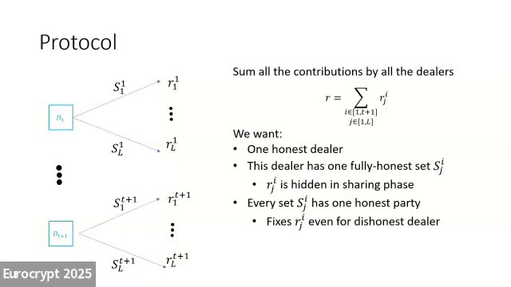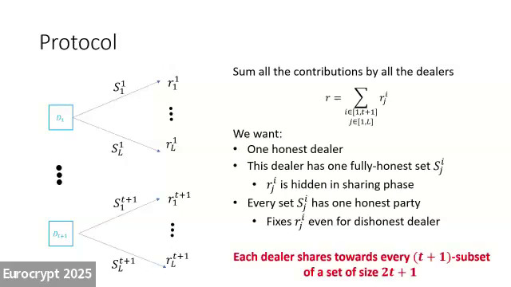And we also want this dealer to have at least one fully honest set Sij to which it commits, because this will ensure that this value Rij is actually hidden during the sharing phase and later will be reconstructed. Additionally, we want every such set Sij to have at least one honest party, to ensure that we also commit the dishonest dealers. And there's fortunately a very easy way to do so, namely we can have each dealer share towards every subset of size T+1 of a single set of size 2T+1.